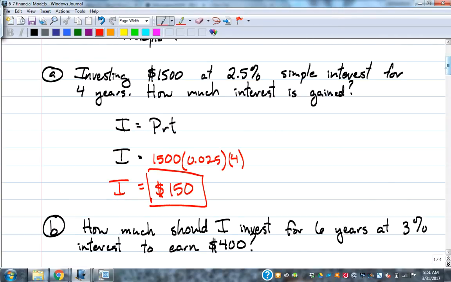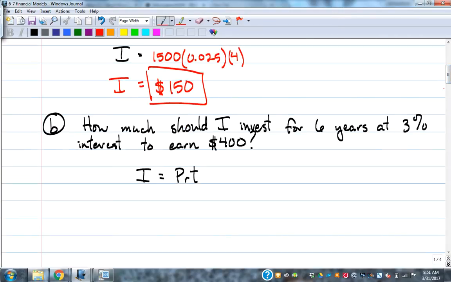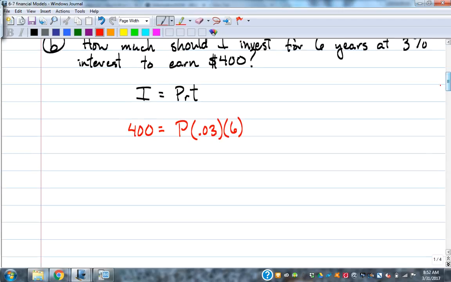All right. Where it gets a little bit more interesting maybe is how much should I invest for 6 years at 3% interest to earn 400 bucks. So I want to earn $400 in interest. I need to know how much money to put into that account if it's simple interest. So that's more of a solve equations type thing. We're looking for how much our principal investment should be on an account for 6 years that draws 3% simple interest. And that's an easy, Algebra 1 kind of solve equation.